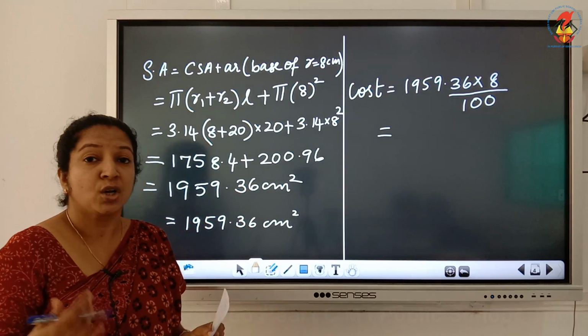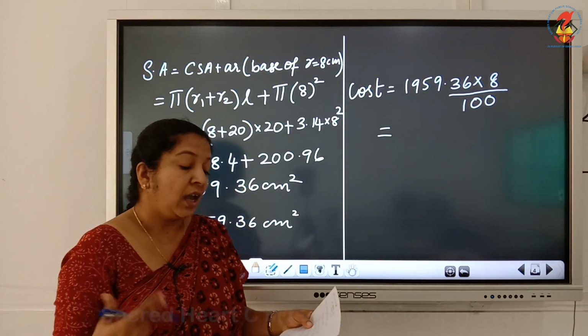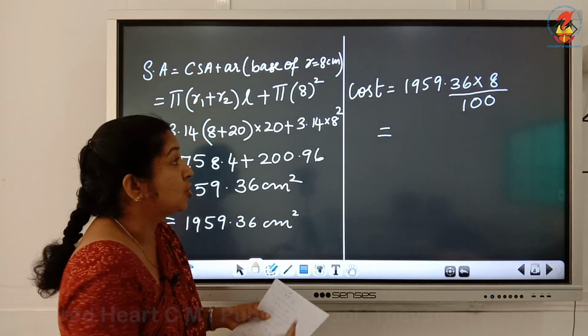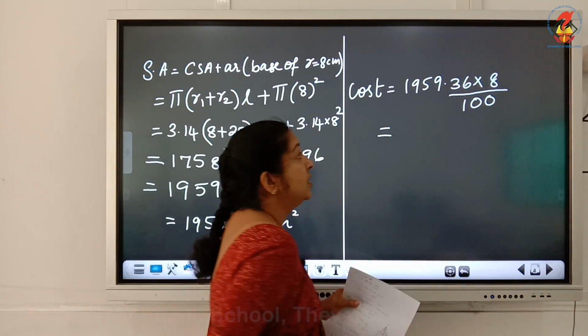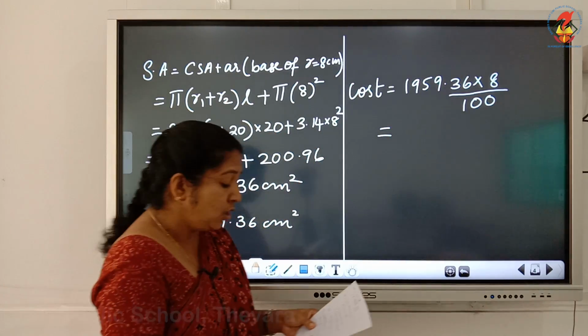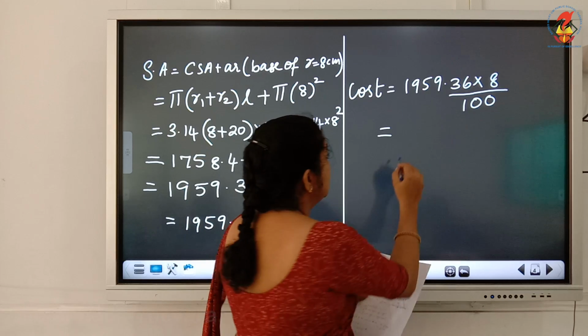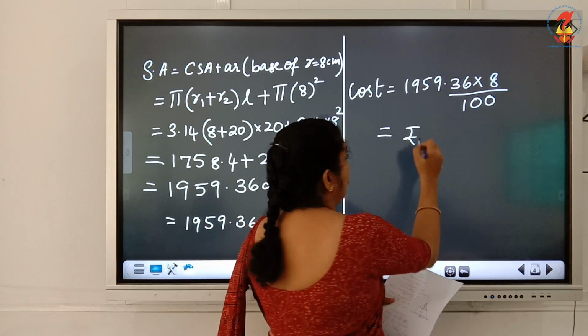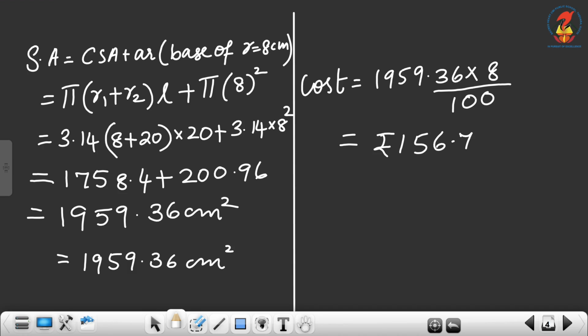What you have to find is the cost. Cost is given as 8 per 100 centimeter square. So, 1959.36 into 8 by 100, which is equal to rupees 156.75. This is the cost.